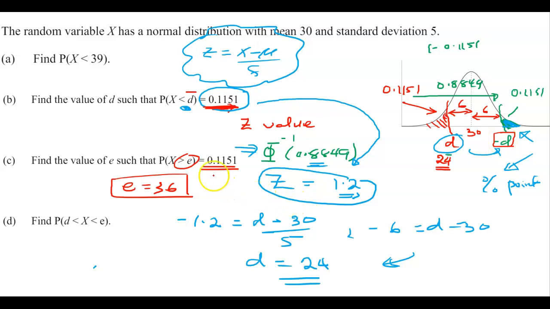How do I know that? Because here the probability is less than, and here the probability is greater than. But all these probabilities are the same. They have the same probability, 0.1151. So it is a reflection of the other. We found the first one, 24, by going down by 6. That means the next one, E, will be up by 6. So E is 36 without any further calculation.